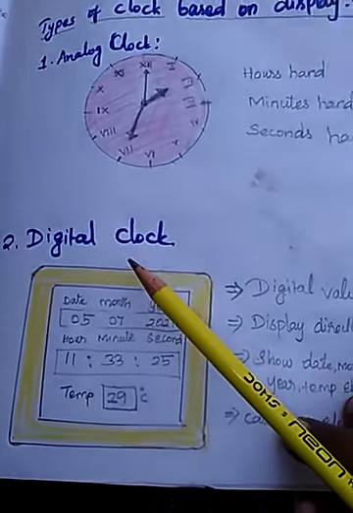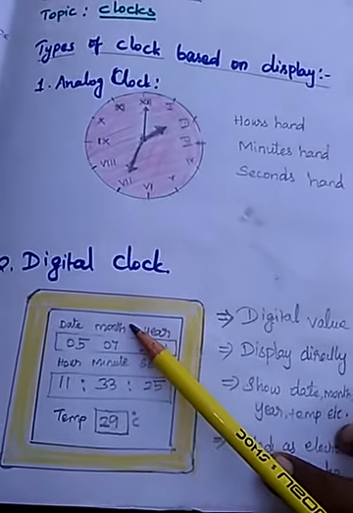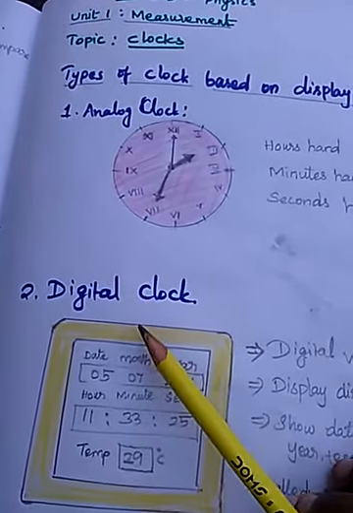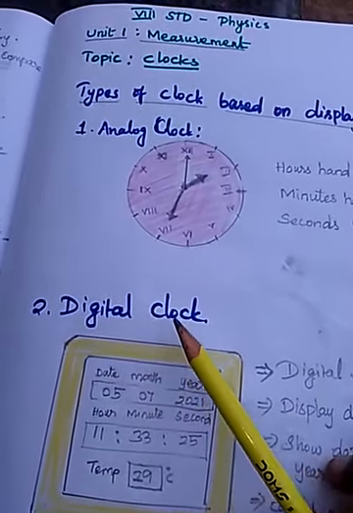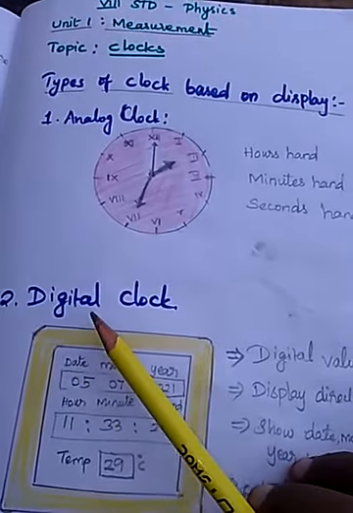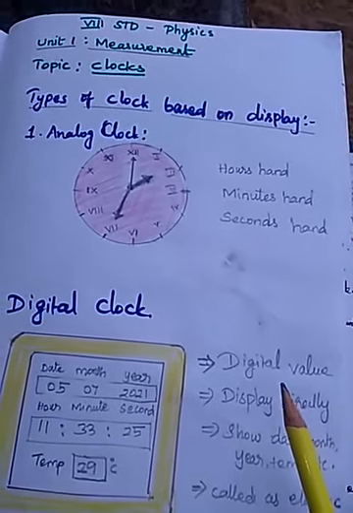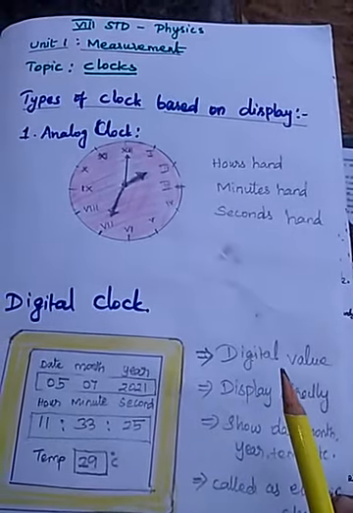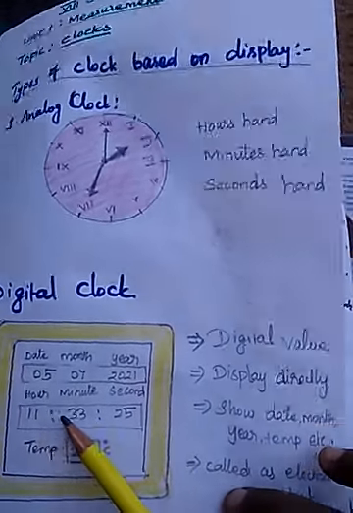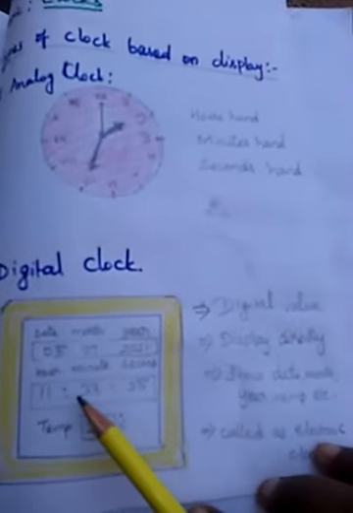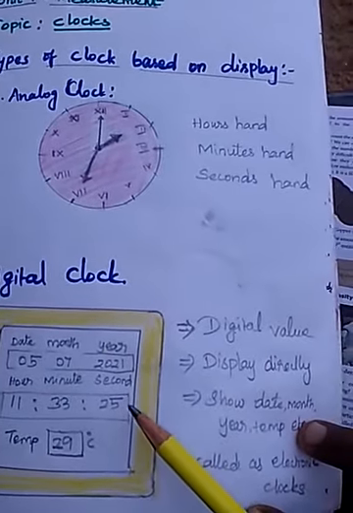What is a digital clock? Yes, a digital clock is a type of clock that displays the time digitally. It gives a digital time value, so it is called a digital clock. The digital time value is displayed directly.